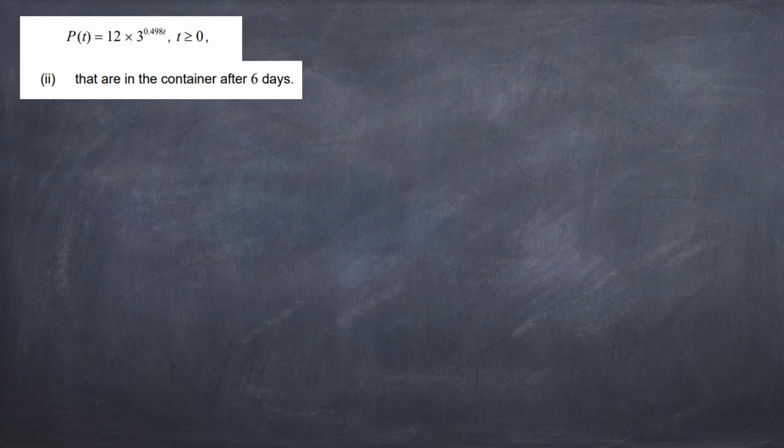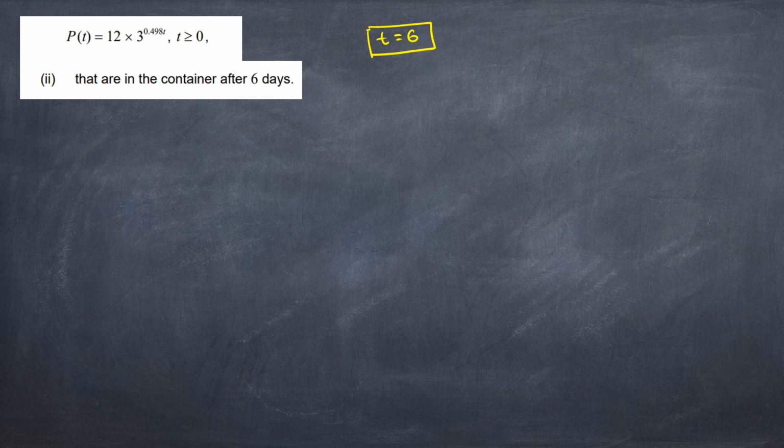Now the second part. Find the number of fruit flies that are in the container after 6 days. So here t will be equal to 6. This is a very simple problem. As I have told already, by placing the value of t, you will find many types of answers from this particular question. So in this question, we need to find out the number of fruit flies in the container after 6 days.